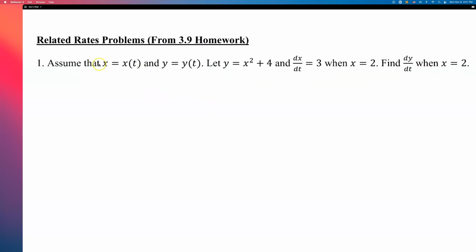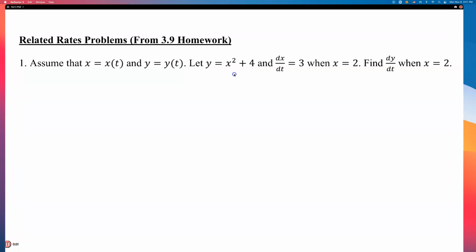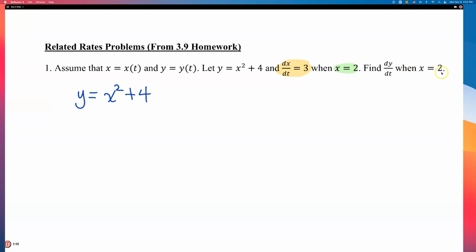They said, assume that x is equal to x of t. So x is a function in terms of t, okay? Instead of y equals blah blah x. X is a function in terms of t, and y is another function, y of t. And let's say that y is equal to x squared plus 4, and dx dt is 3 when x is 2. They want us to find dy dt when x is 2.